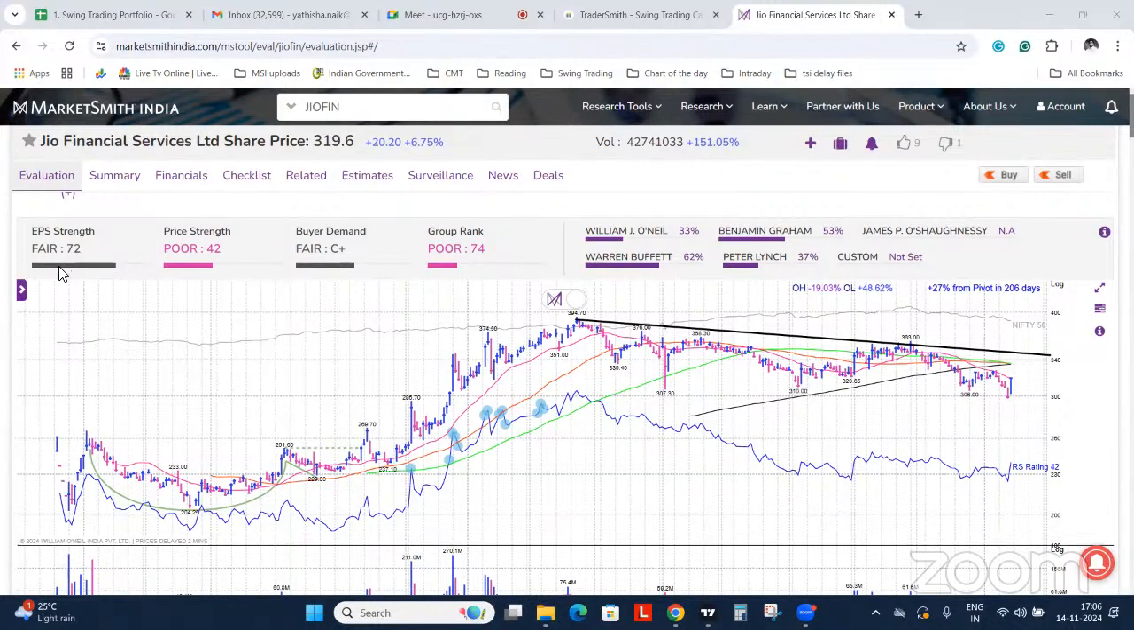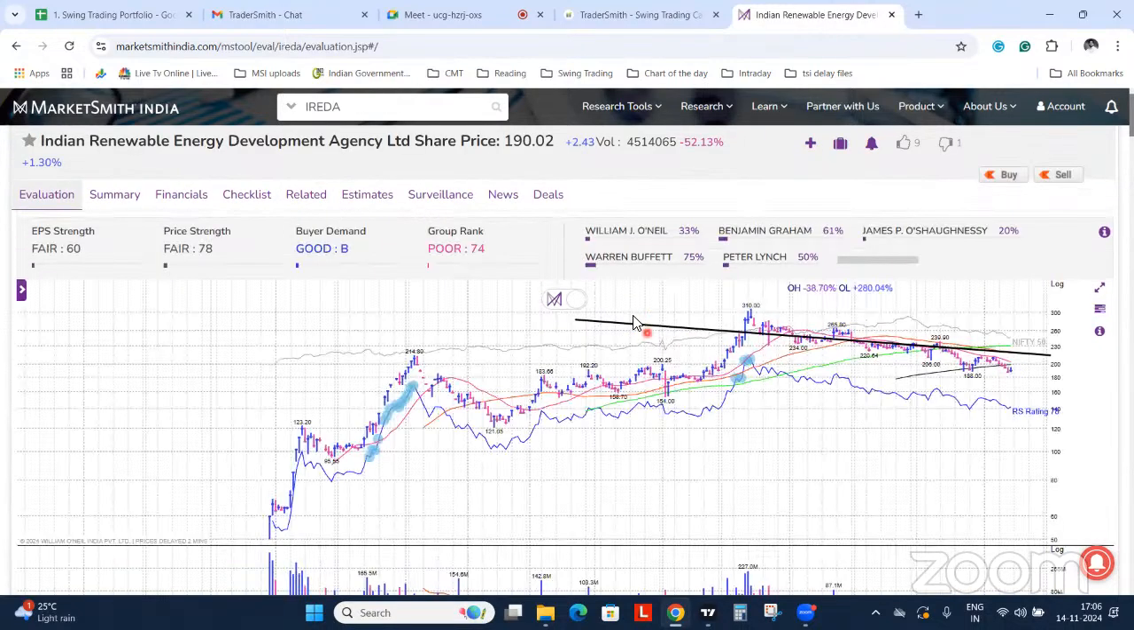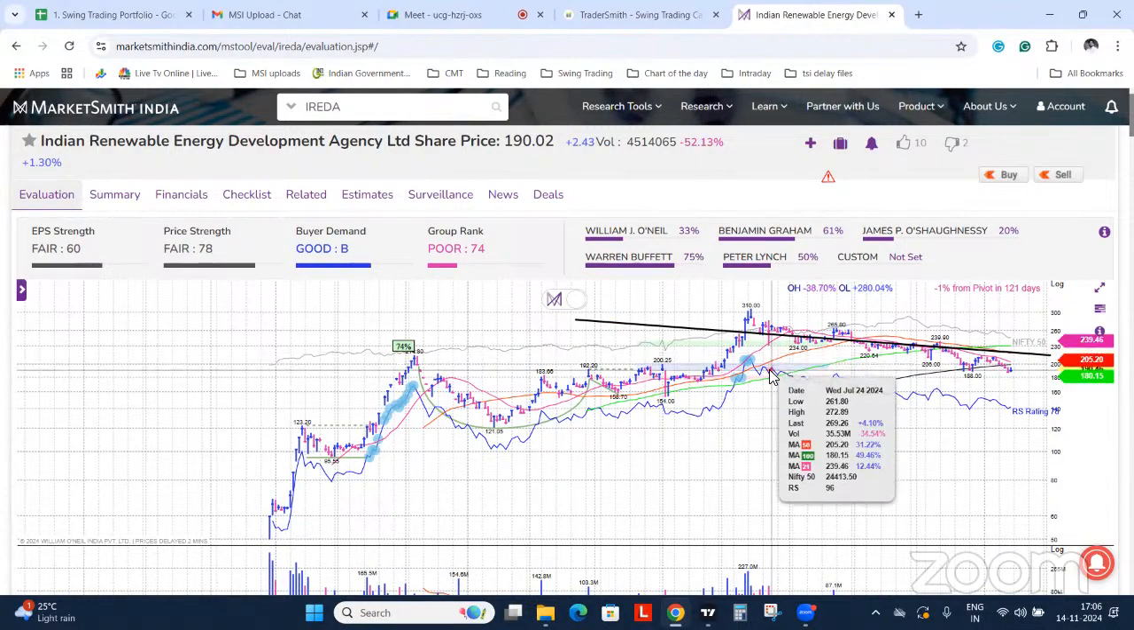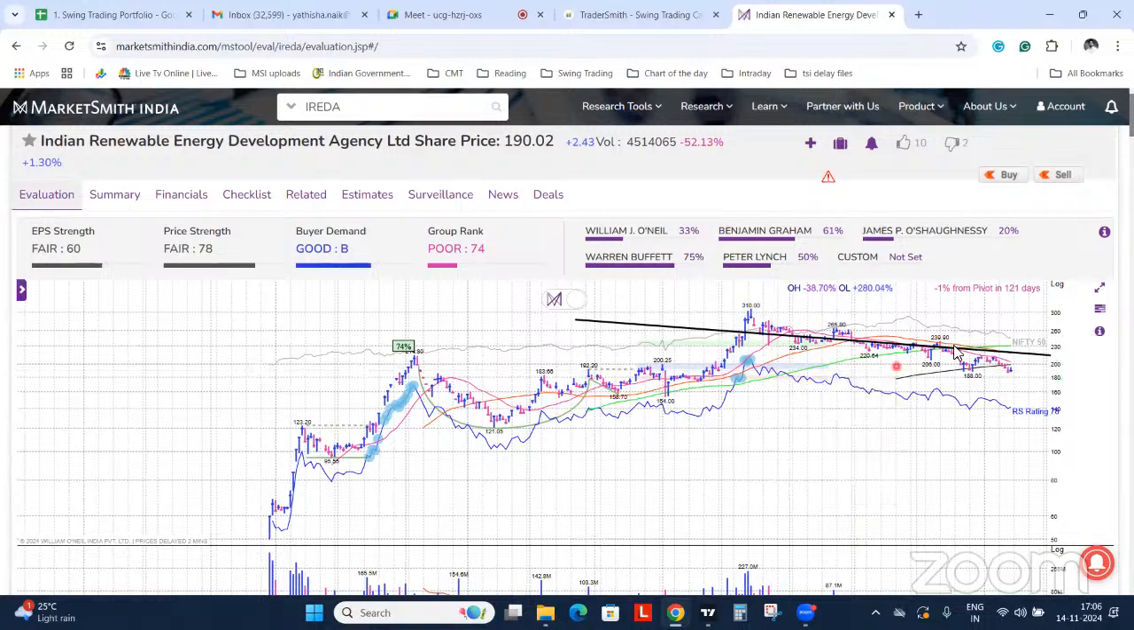And next one is IREDA. IREDA is making a lower low, lower high price structure right now. It's better to avoid this stock, and better to wait for this downward sloping trend line to break out, which is near its 50 DMA or 100 DMA. So better to wait for that level on the upside.